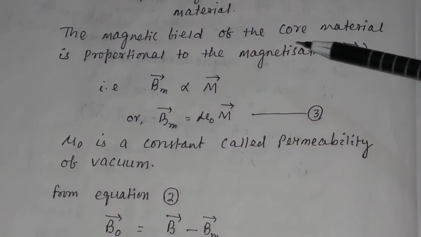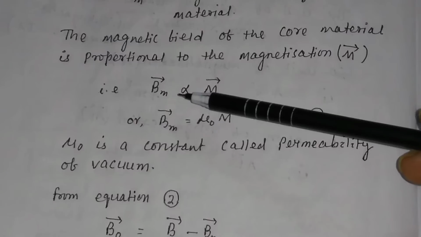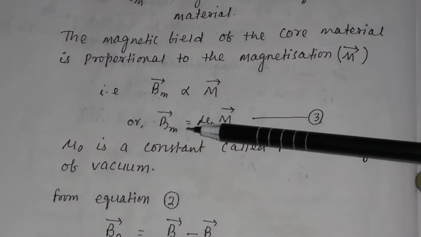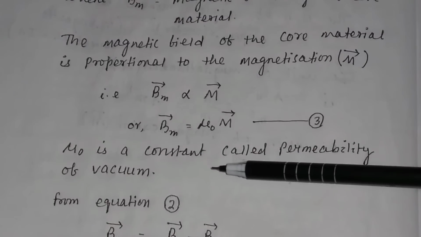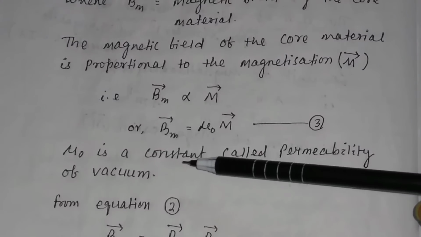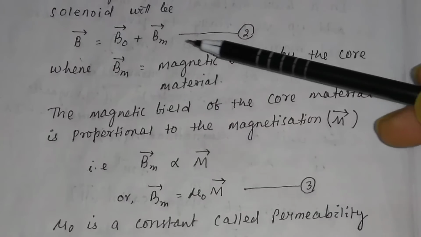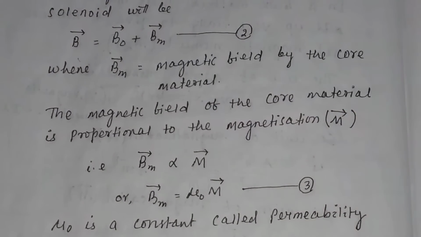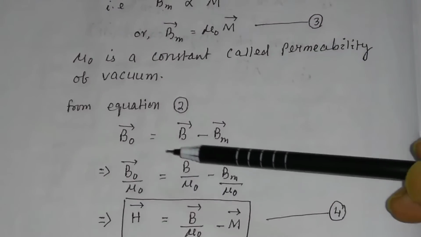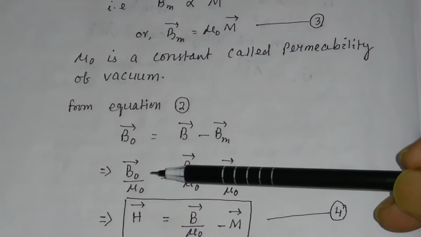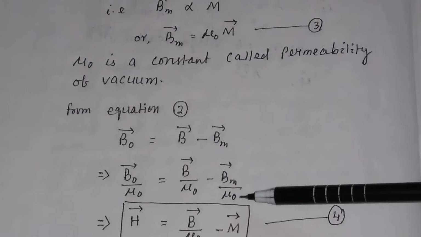Since the magnetic field of the core material is proportional to the magnetization, Bm is proportional to M, or Bm is equal to mu0 into M. Here mu0 is a constant called permeability of vacuum. From equation 2, we have B0 is equal to B minus Bm. Dividing mu0 on both the sides, in the left hand side we have B0 by mu0, that will be equal to B by mu0 minus Bm by mu0.